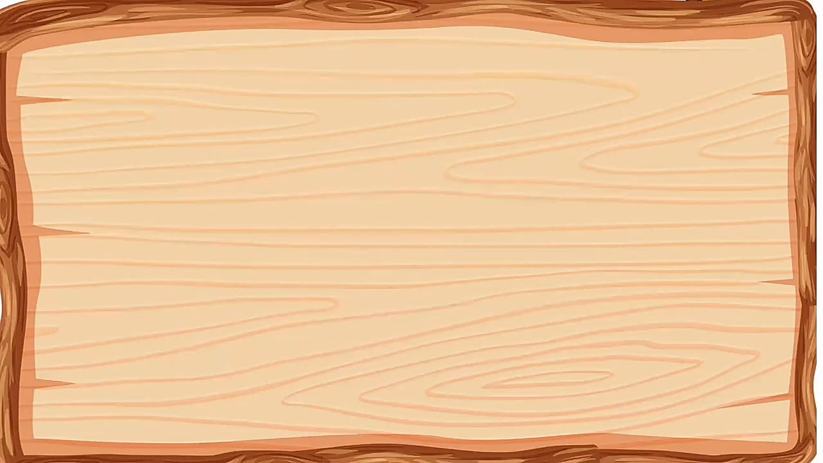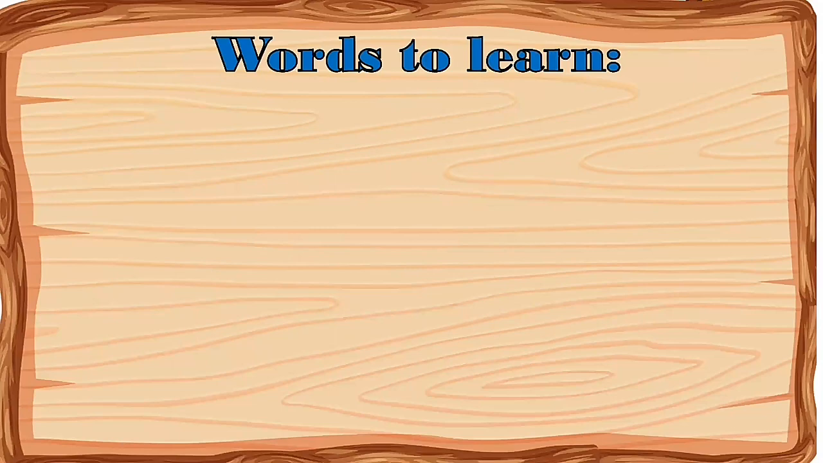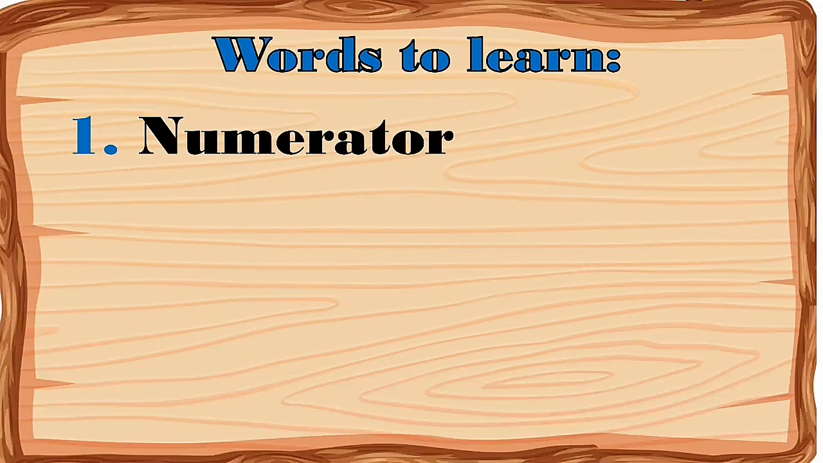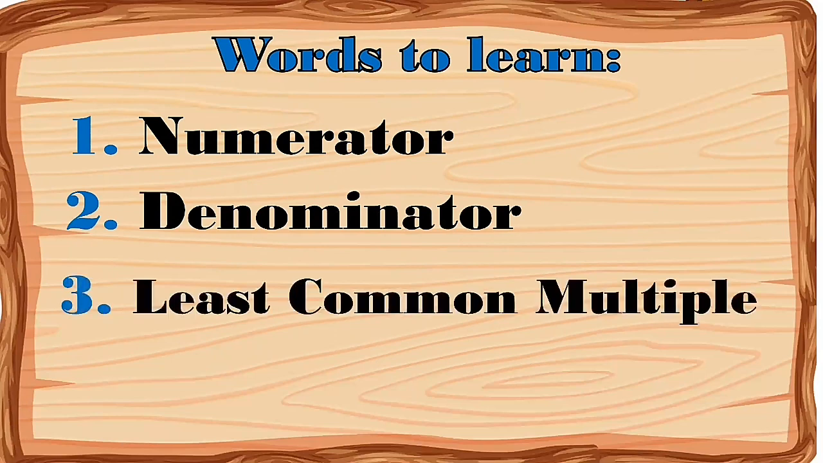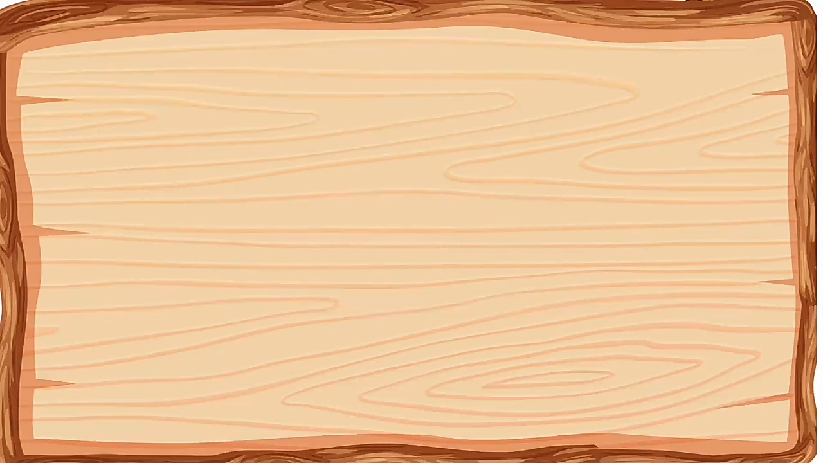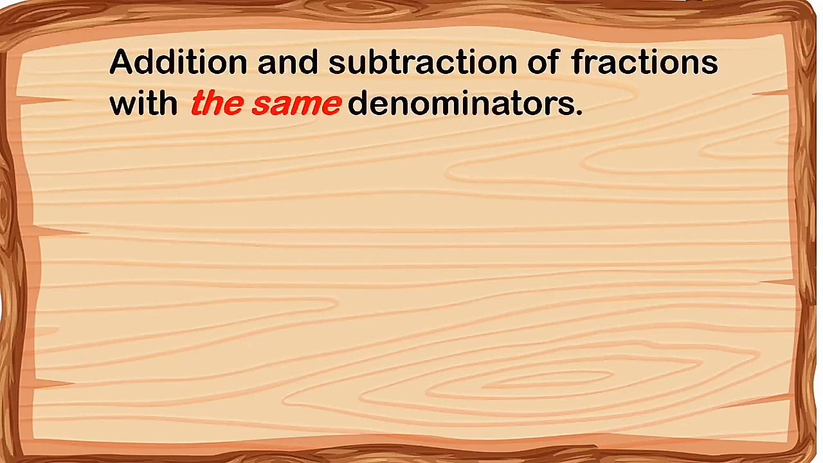So now, let's have the words to learn. First is numerator. The second one, denominator. And then the third one is least common multiple. So now, class, how are you going to add or subtract fractions with the same denominators?